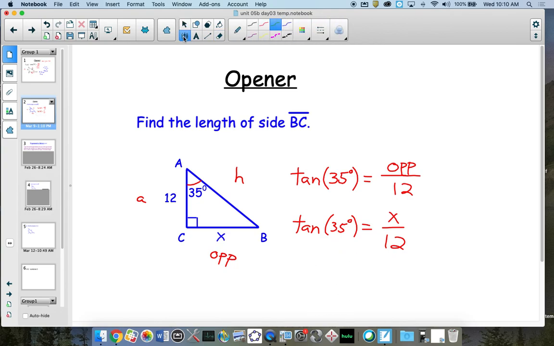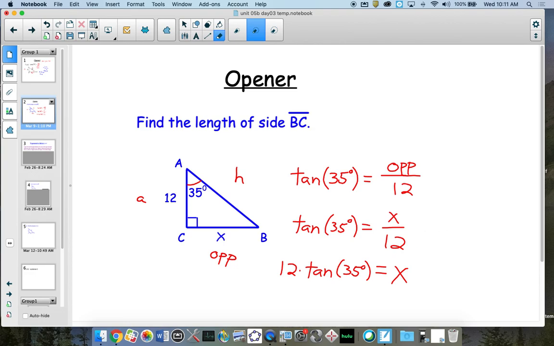Alright, so how would we solve this? Well, whatever the number is for tangent of 35, if we multiply both sides by 12, and then when I multiply by 12 on this side, the 12's cancel, so I'll just have x.